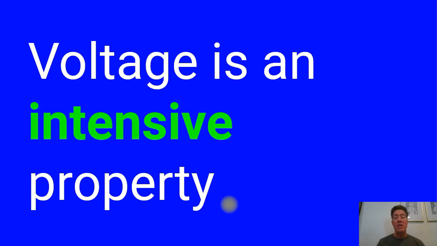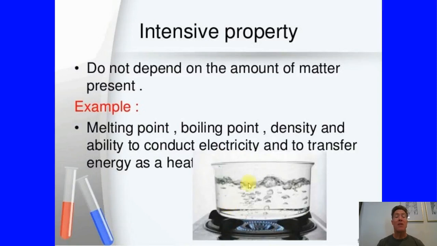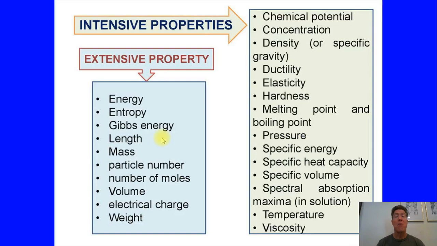Now it's important to remember that voltage is what's known as an intensive property. So it does not depend on the amount of matter present. Other intensive properties that we've talked about are melting point, boiling point, density, temperature. It doesn't matter how much you have. The boiling point of water is always 100 degrees Celsius. The density of water is always the same whether you have a little or a lot. And so this ability to conduct electricity is likewise an intensive property. It's not going to matter how much of a thing we have.